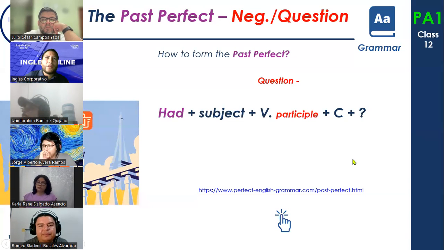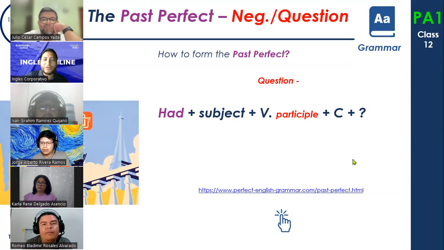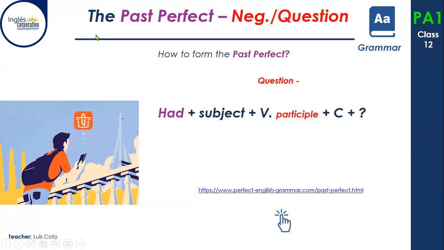Did you sleep well last night? Yes, I did. Okay. Yes, I did. Good. When you make questions, it depends on the intonation. Okay. Good. Guys, one example. Can you think of one example of a question in the past perfect? Example question in the past perfect.